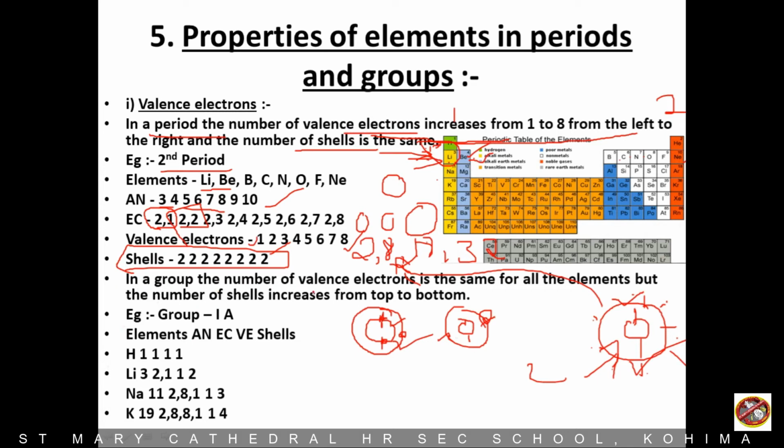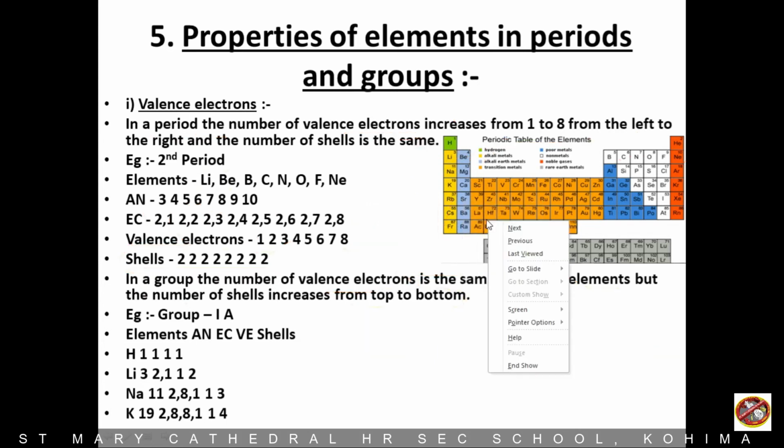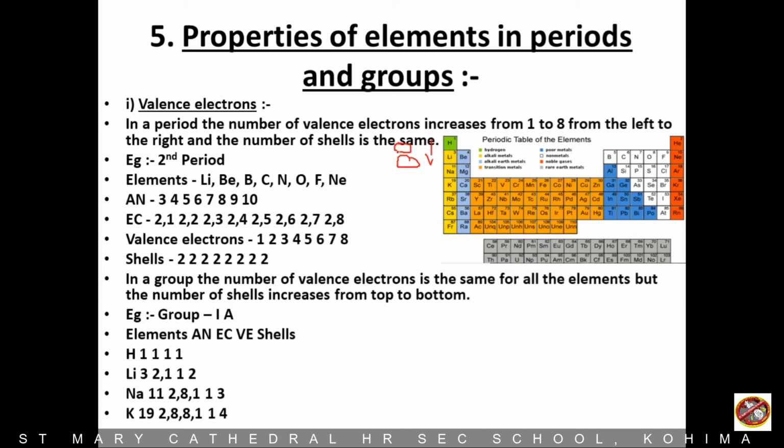In a group, the number of valence electrons is the same for all the elements, but the number of shells increases from top to bottom. So from top to bottom, like hydrogen, it was 1, right? Lithium has 2 shells. Once you go to the next one, it will become 3 shells, like that.